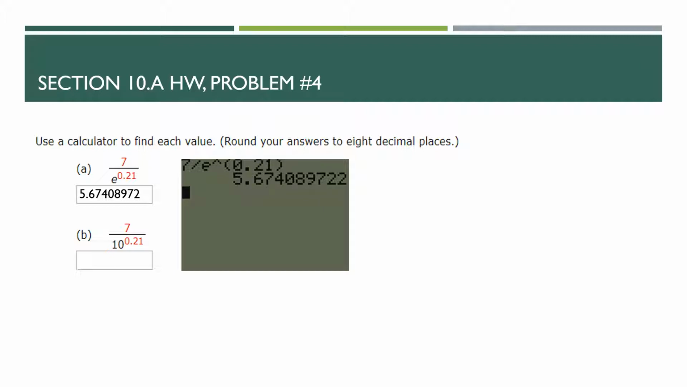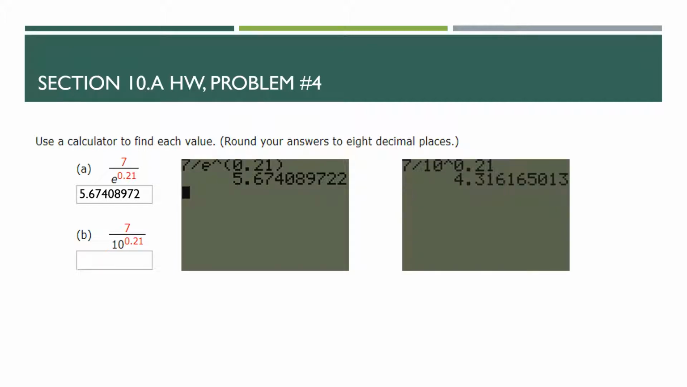And then very similar, 7 divided by 10 raised to 0.21. So you can see me plugging that in here. And notice that I don't put a parenthesis around the exponent here. The only reason it has one for the e in the problem on the left is because it went ahead and opened one up for me. So I just made sure to close it whenever I was done with the exponent. So we have 4.3161501.